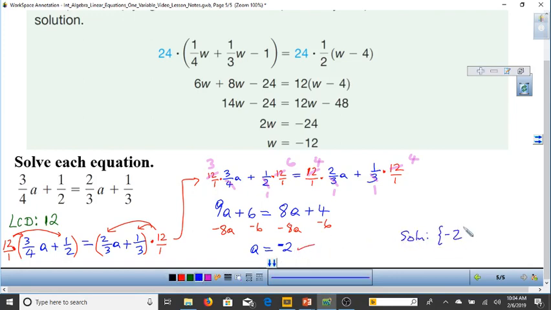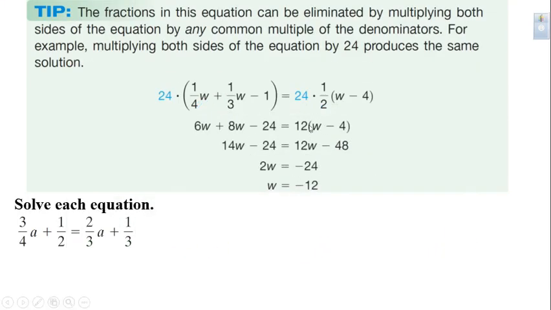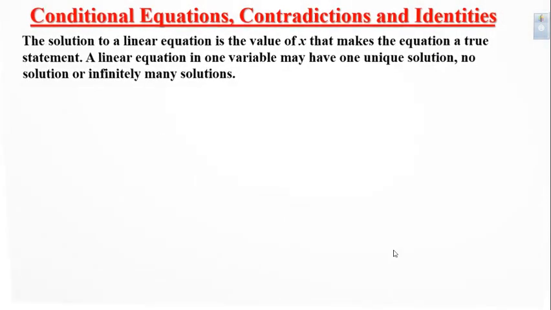So my solution then is -2. All right, let's take a quick look at a couple of types of equations that we will get in this type of situation. There are three of them. One is a conditional equation, which we've been doing, a contradiction, and an identity. The solution to a linear equation is the value of x that makes the equation a true statement. A linear equation in one variable may have one unique solution, no solution, or infinitely many solutions.